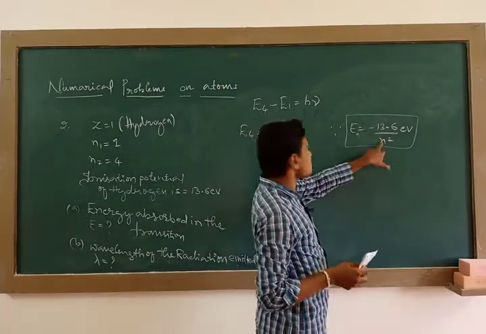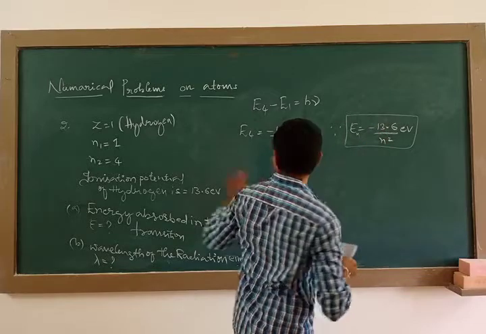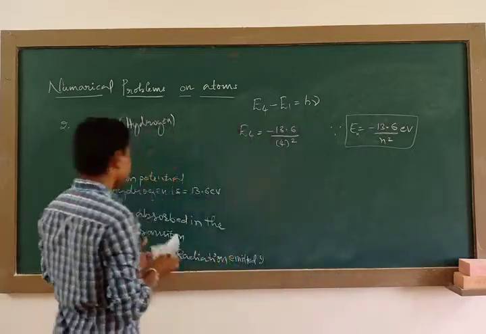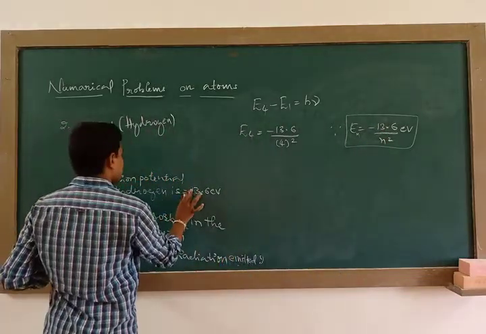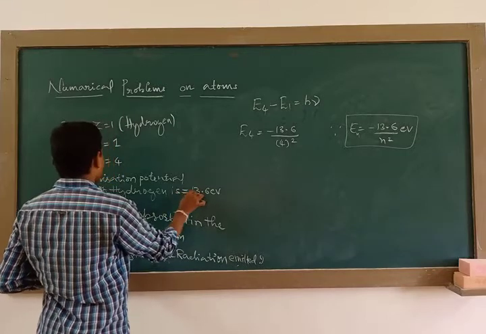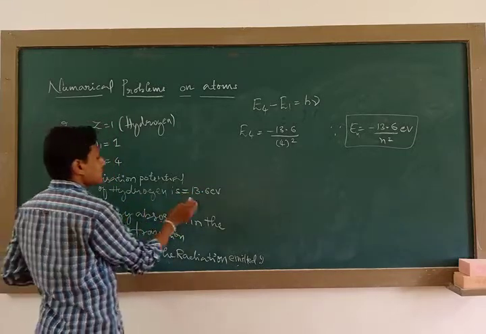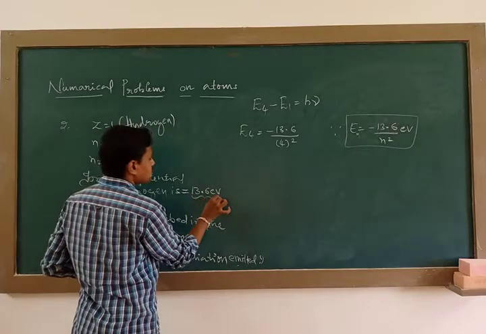If we substitute N equal to 1, first orbit, minus 13.6, they have given here. The ionization potential of hydrogen atom is 13.6, they have given.